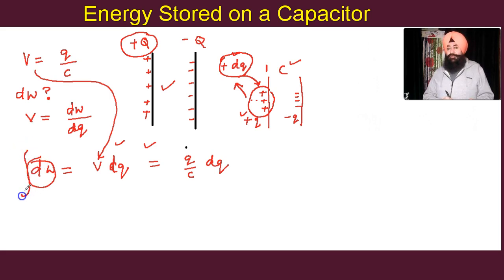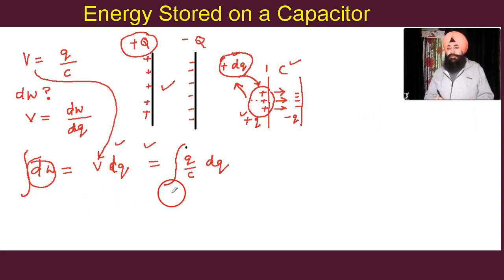So what is the total work done? Integrating. Remember, the work is done against the repulsion. So you have to do the work, and whatever work is done is stored in the capacitor, and that becomes the energy of the capacitor. That energy is called electrostatic energy. That energy is stored in the capacitor because work is done against these repulsive forces.